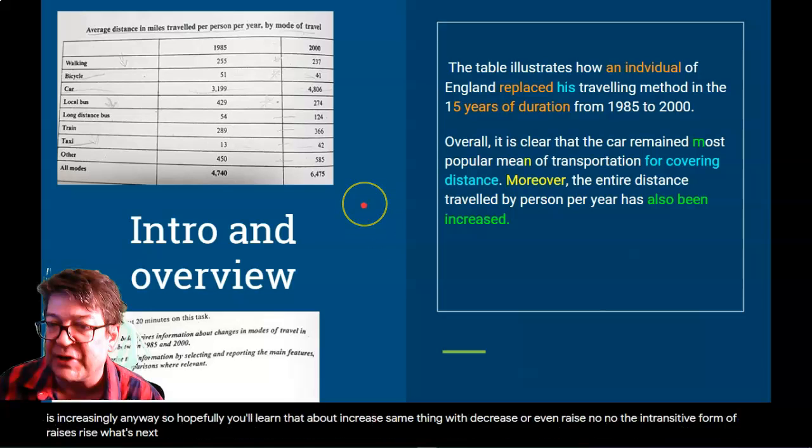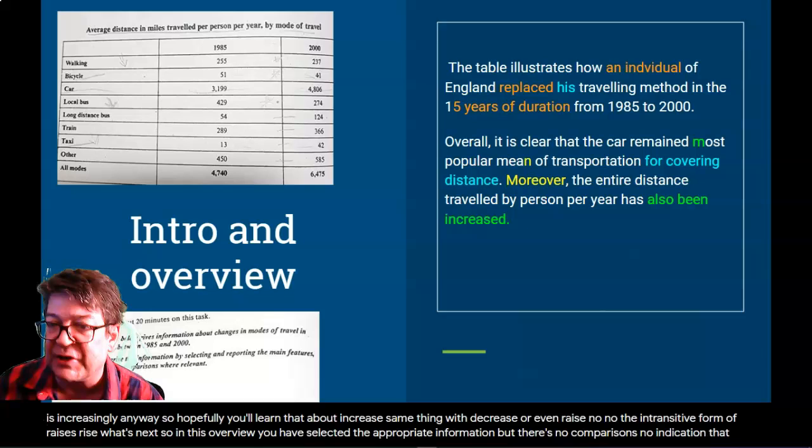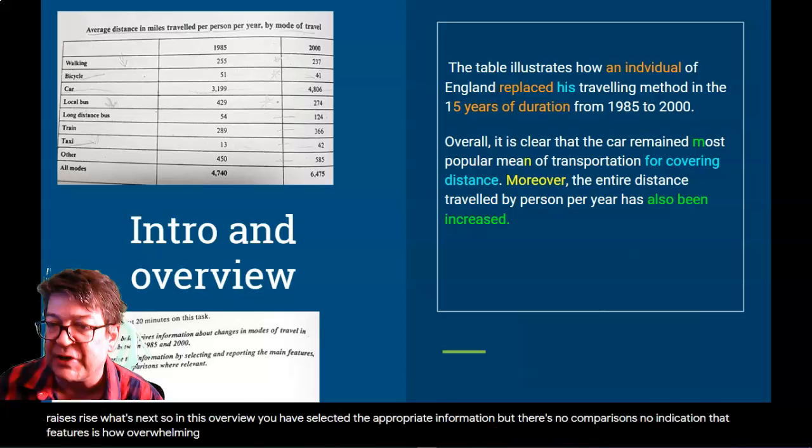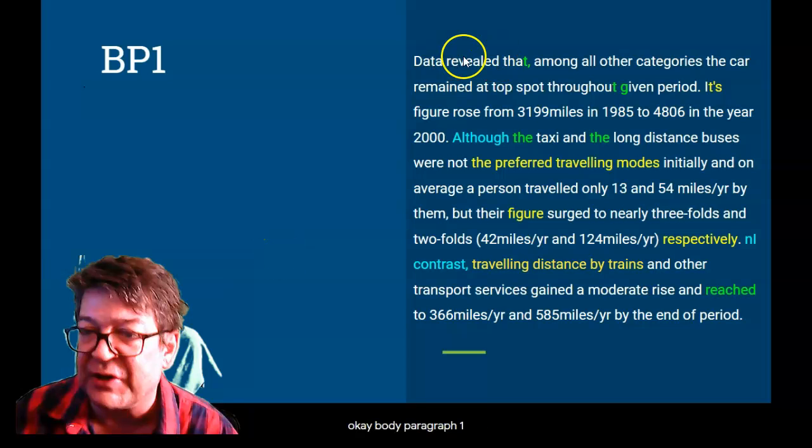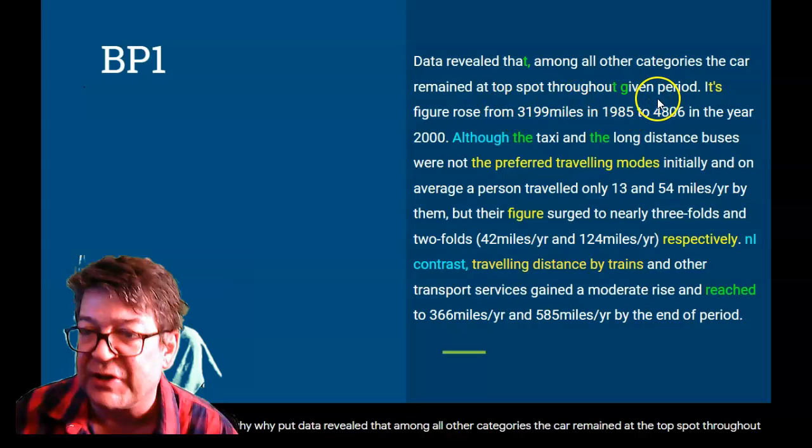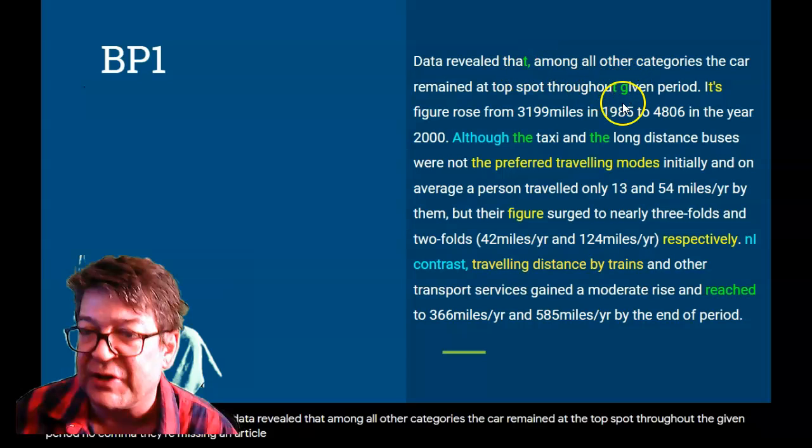What's next? So, in this overview, you have selected the appropriate information. But there's no comparisons, no indication that one of the main features is how overwhelmingly the most popular it is. Okay, body paragraph 1. Why "put data revealed that"? "Among all other categories, the car remained at the top spot throughout the given period." No comma there. Missing an article.